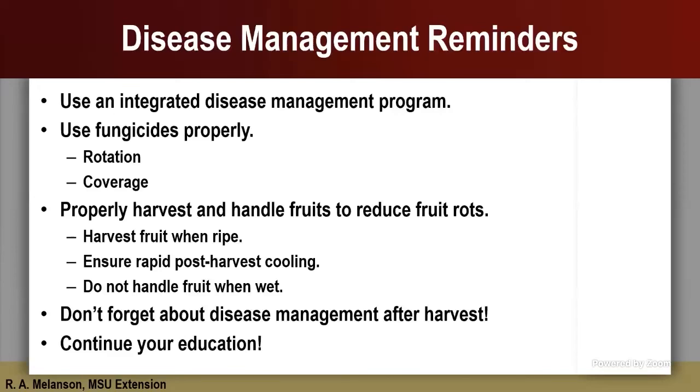Properly harvesting and handling fruit is important. There are some fungicides that can be used to help reduce fruit rot, but that should certainly be used along with harvesting practices to harvest fruit when they are ripe and completely harvest the ripe fruit from the plants. You want to ensure the rapid post-harvest cooling, and you don't want to handle fruit when wet, as that can make those fruits more susceptible to development of the rot.